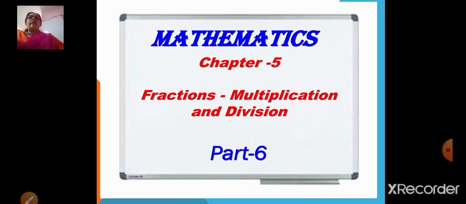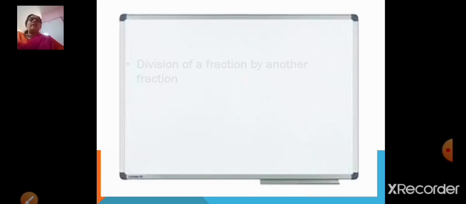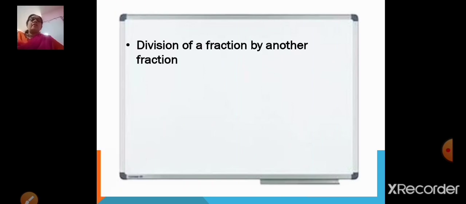Now children, in the last class we have already studied about reciprocal of a fraction and division of fractions. Under division of fractions we have done division of a whole number by a fraction and division of a fraction by a whole number. So today let us continue with division of fractions, and today we'll be doing division of a fraction by another fraction and also about the properties of division of fractions. Okay?